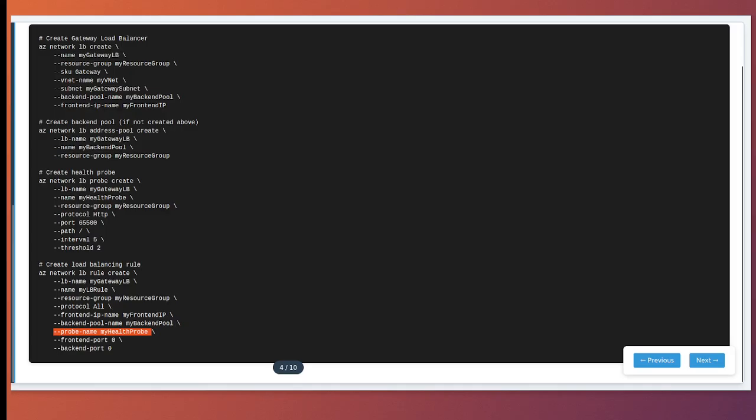One important note: these commands create the GWLB infrastructure, but you still need to deploy your NVAs and add them to the backend pool. That's what we will cover in the next section.